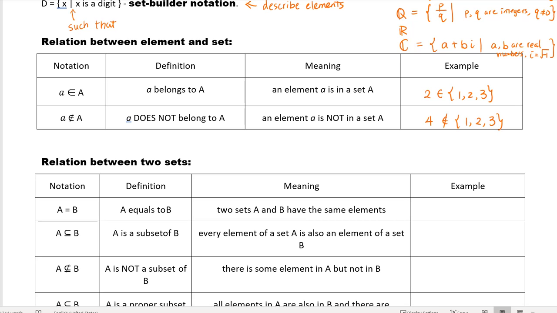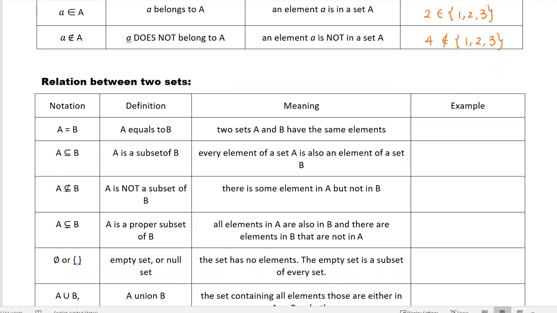How about the relations between two sets? Here is the notation. A equals B, or A is equal to B. If two sets A and B have the same elements, then they are equal. For example, the set of x such that 2x equals 4. When we solve for x, x is just 2, right? So these two sets are the same because they have the same elements.